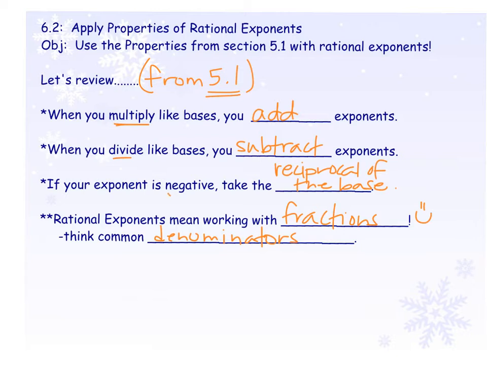When you end up with an exponent that's negative, to make it positive, we take the reciprocal of the base. So be careful on this one. Since your exponents are going to be fractions, if you end up with a negative fraction exponent, you're taking the reciprocal of the base, not the exponent. Rational exponents mean, like I just said, we're working with fractions. So think about common denominators when you add and subtract.